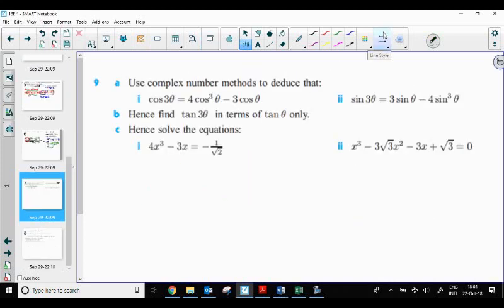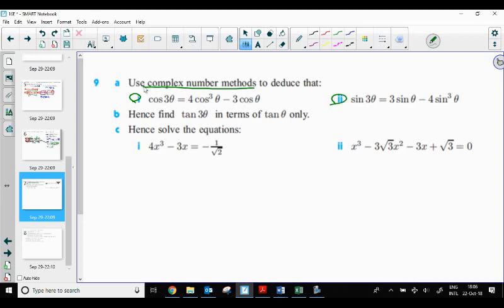All right, now what we've got going here is a very popular question type, so pay attention to this one. We're going to use complex number methods. I'm going to underline that because we're not allowed to just go to our trig formula sheet and try to pull identities from there to prove these two. We're going to use complex number methods only.